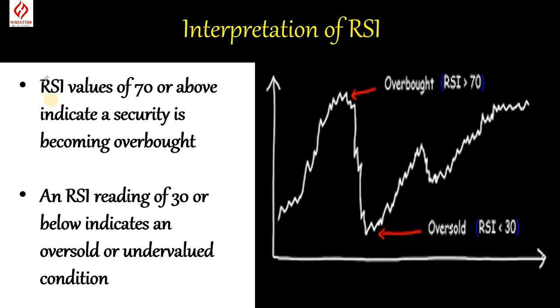And also see, RSI values of 70 or above indicate the stock is becoming overbought. When the RSI graph is above the 70 reference level, it is an indication of overbought. The stock has been overvalued, so obviously it has to come down. Its value has to decrease, right? And similarly, an RSI reading of 30 or below indicates oversold. The stock has been undervalued, and obviously the price has to increase, right?